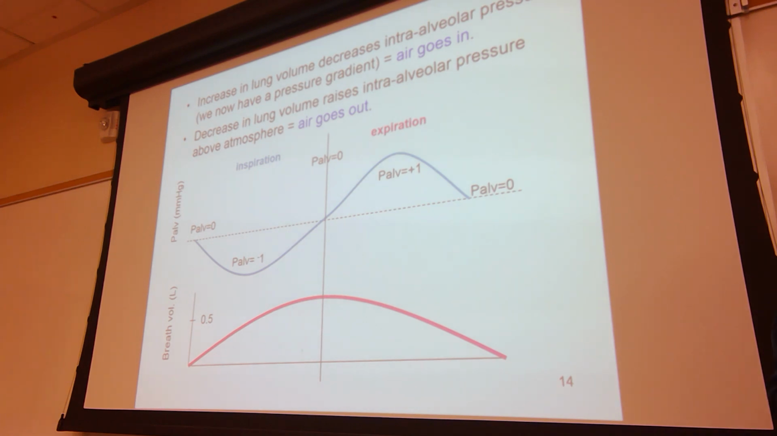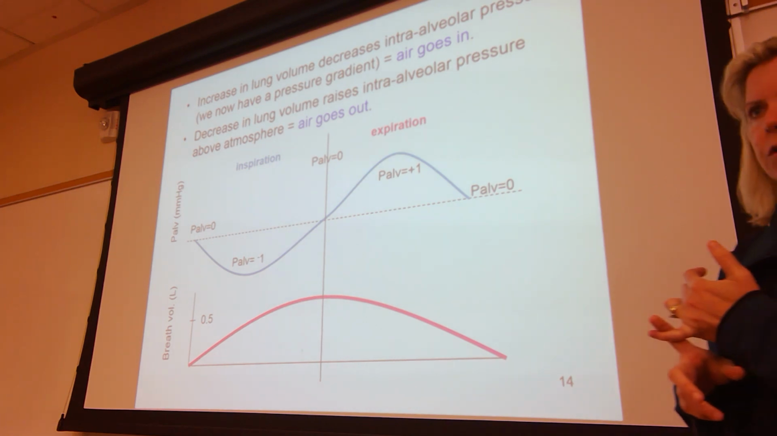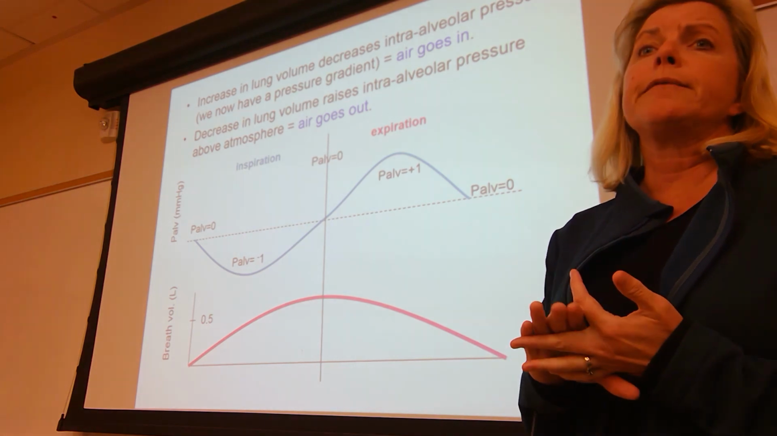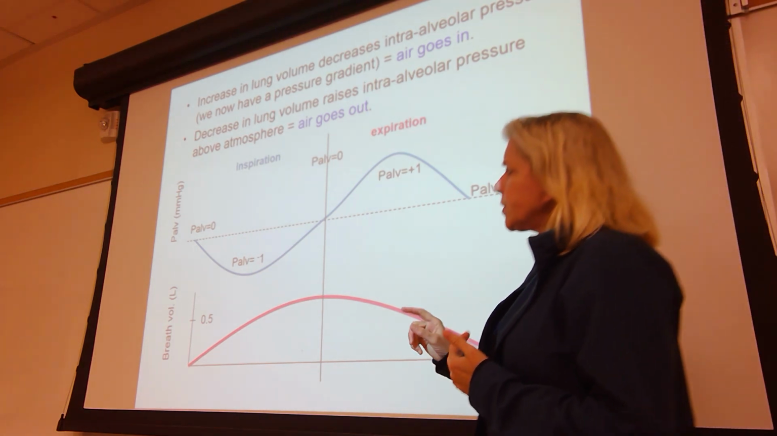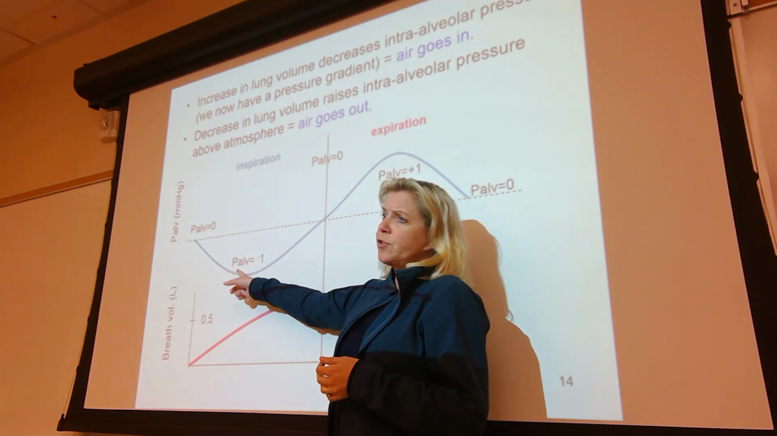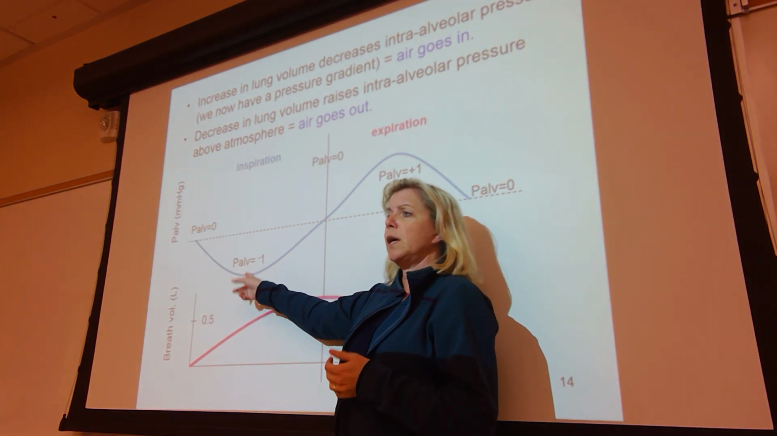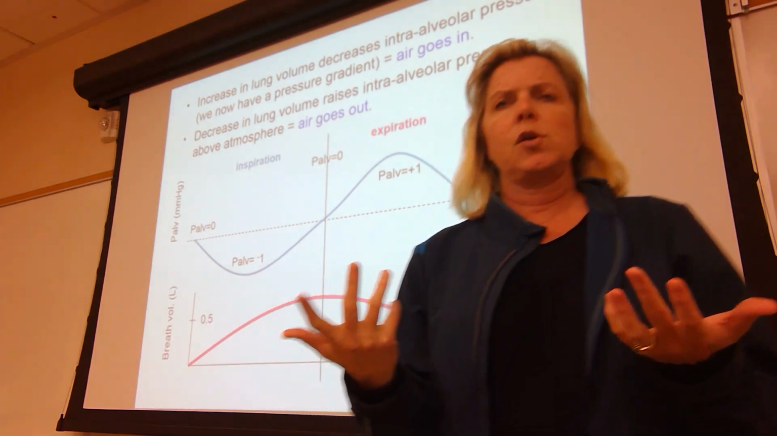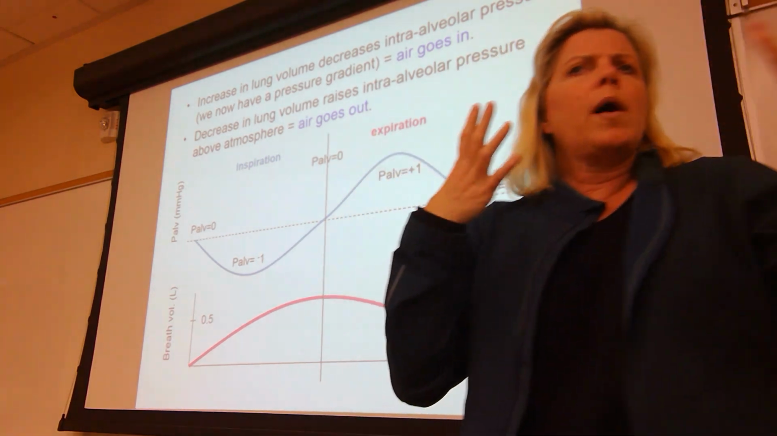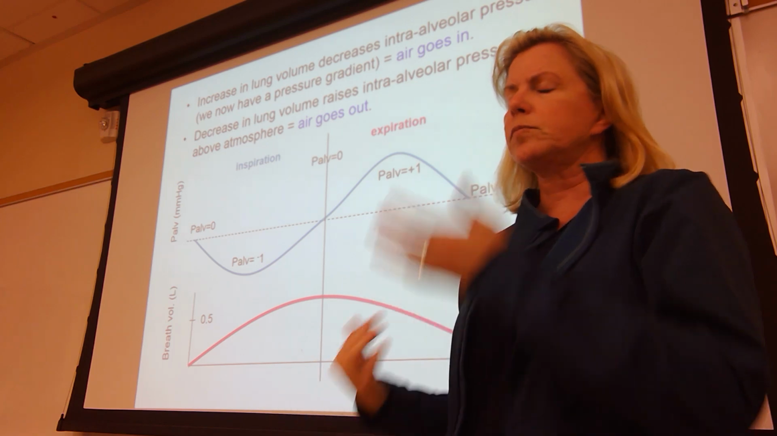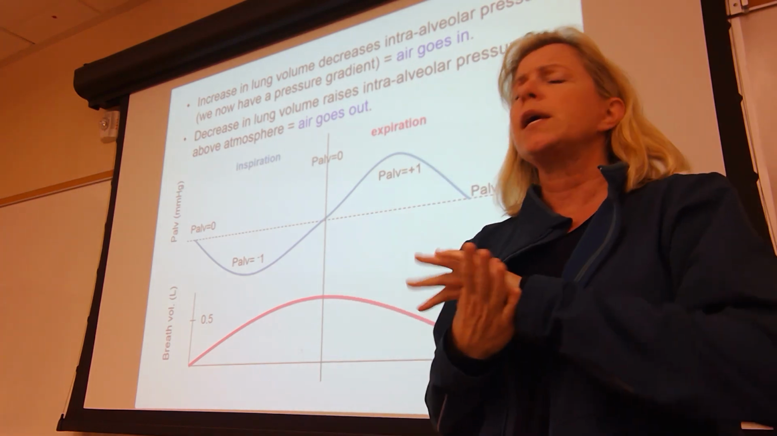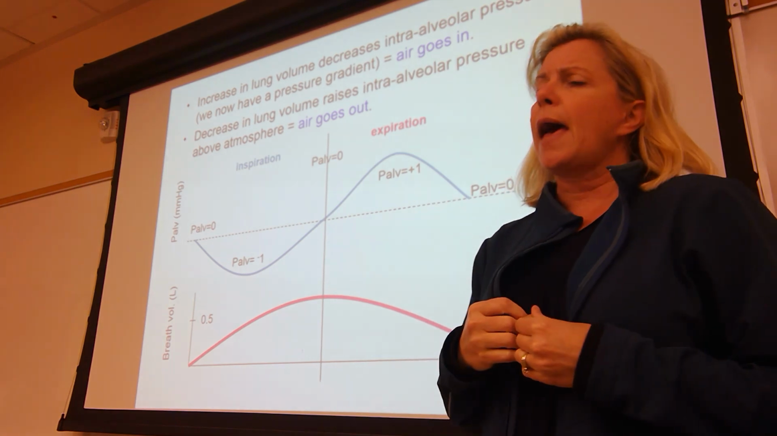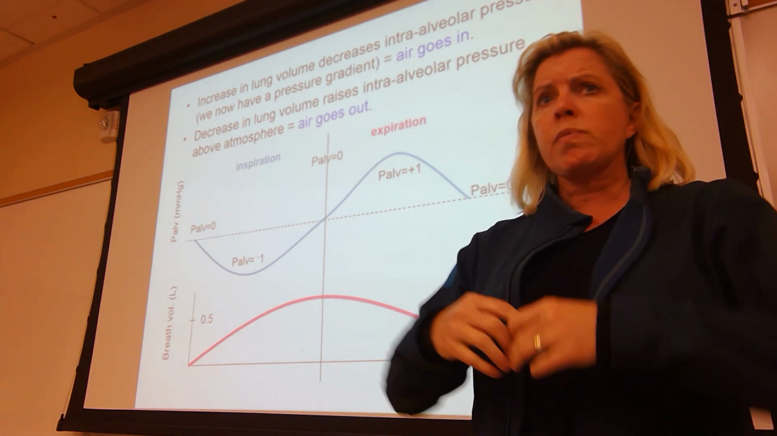So you heard me say that we need volume changes first to lead to pressure differences, and then we get flow. You also heard me say earlier that we don't need much of a pressure difference, 1 to 2 millimeters of mercury. Now the question is, pressure difference of what compared to what? There are 4 pressures that I need to tell you about tonight. One is called atmospheric pressure.